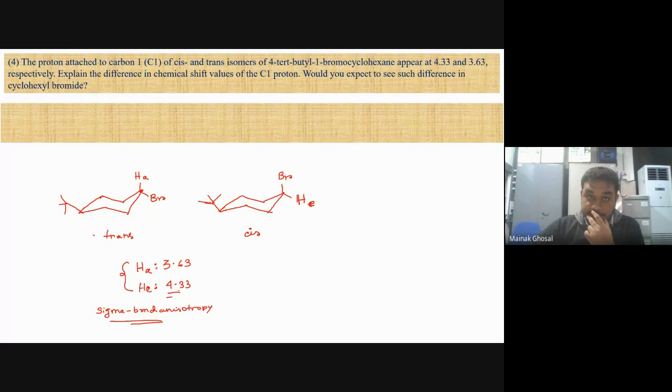So you have explained what kind of observation you will see when you have 4-tertiary-butyl-1-bromocyclohexane in cis and trans form. Now the follow-up question is, would you expect to see such a difference in cyclohexyl bromide? What is cyclohexyl bromide? Cyclohexyl bromide is the same thing but without a tertiary butyl group.